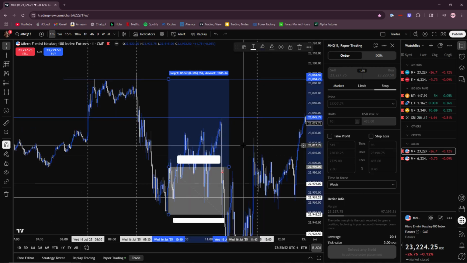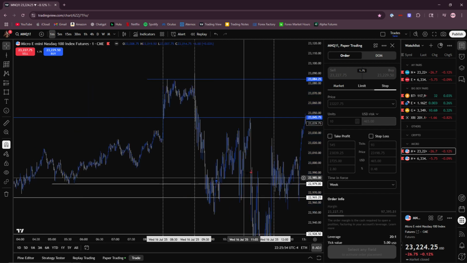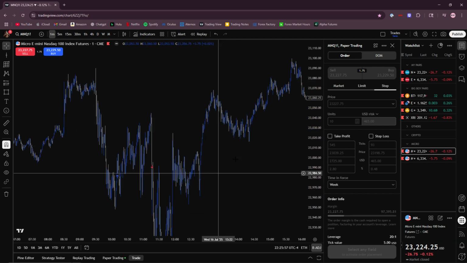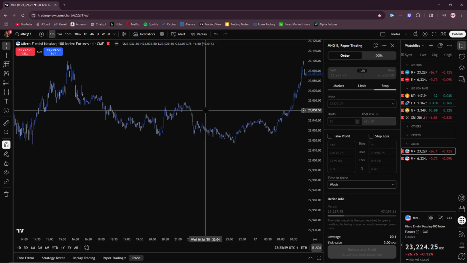Targets don't really matter since we took the loss, but it was a 500 loss on the day here. Wrap it up there, so we'll just move on to Thursday.